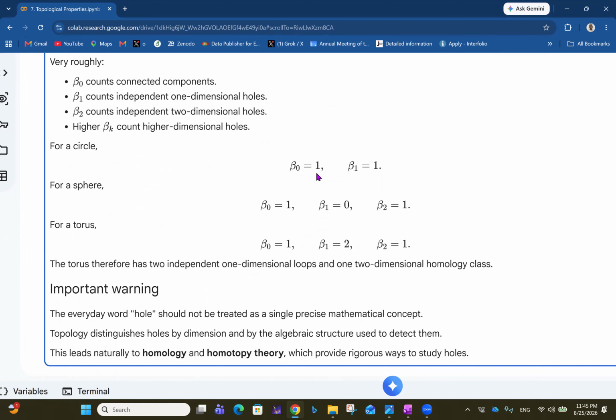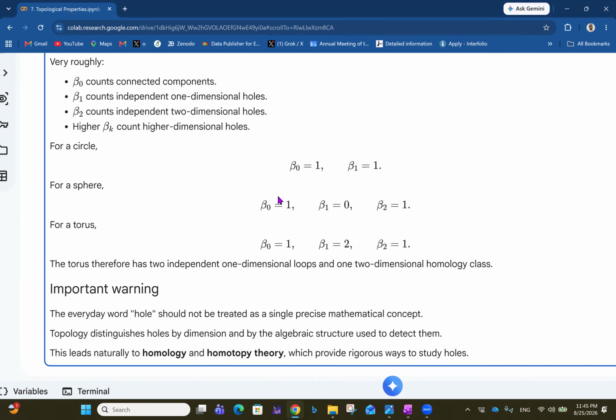For this circle, beta naught counts connected components. The circle has just one connected component, the circumference, and beta 1 counts independent one-dimensional holes. That's only one hole, the inside of the circle. That's why beta 1 is 1.